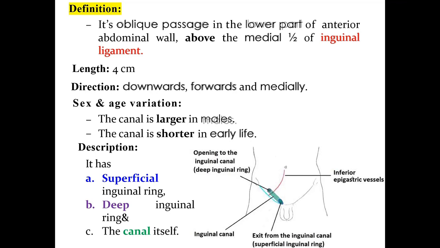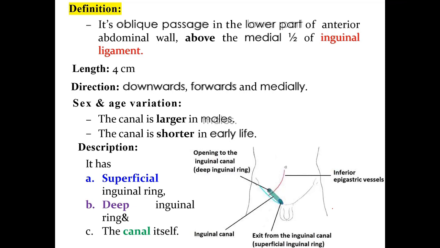Sex and age variation. The canal is larger in males, and it's shorter in early life. Now, what you need to know about the canal in the neonate or children is that the canal is so short that the 2 openings are superimposed upon each other in such a way that there is no posterior wall in the pediatric age group. That's why in this age group, we don't do herniorrhaphy. We just do herniotomy, high ligation and excision of the sac. Herniorrhaphy simply means reconstruction of the posterior wall.